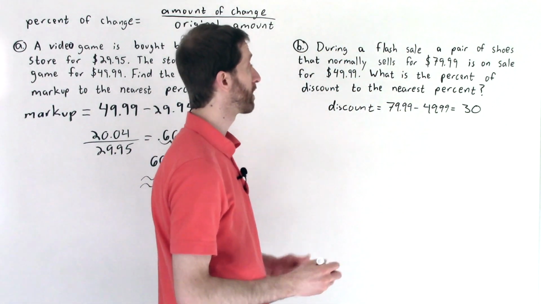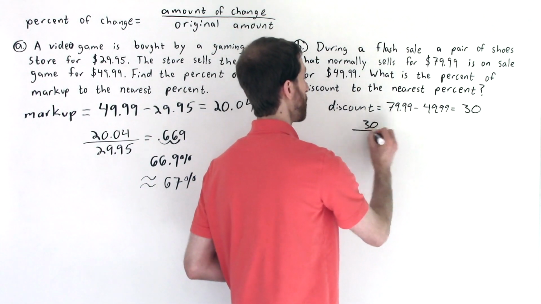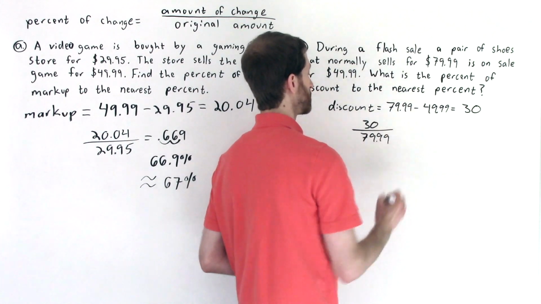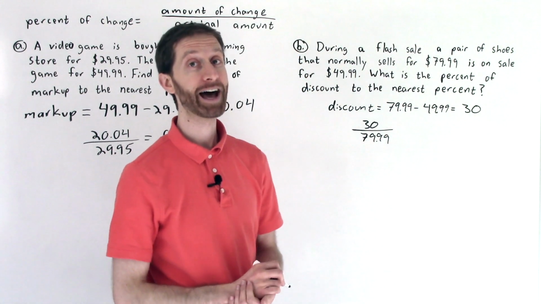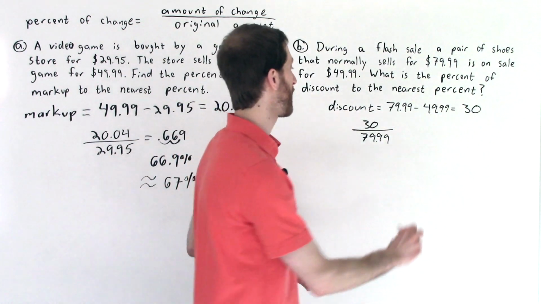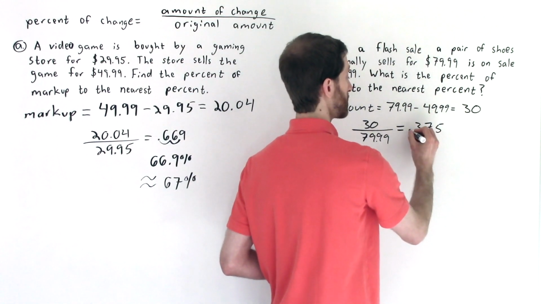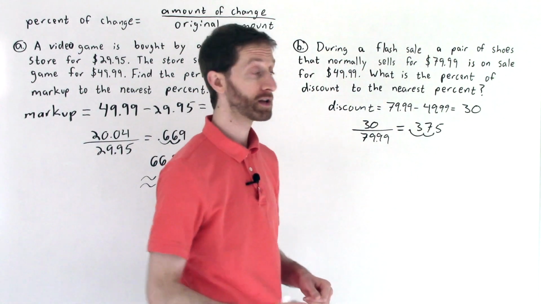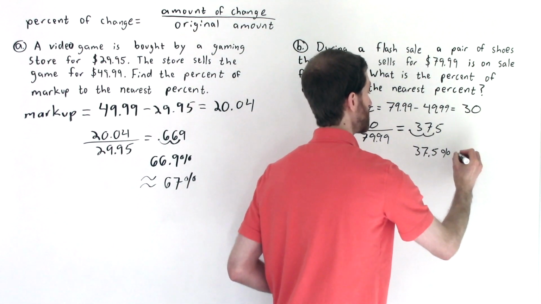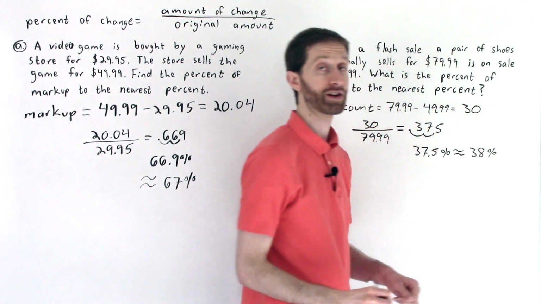So we take that amount and we divide it by the original price to figure out of the $79.99, how much of that price has changed. So 30 divided by $79.99, and I've got that answer off the side of the board as usual, is 0.375. So as a percentage, that's going to be 37.5%. So we have a 37.5% discount, which is approximately 38%. So the percent of discount is 38%.